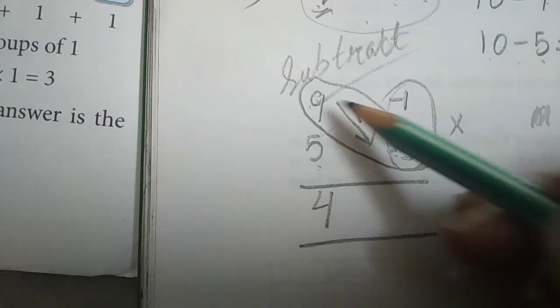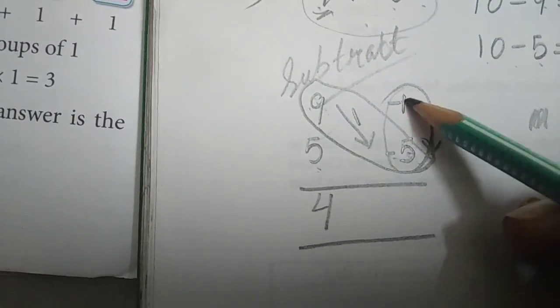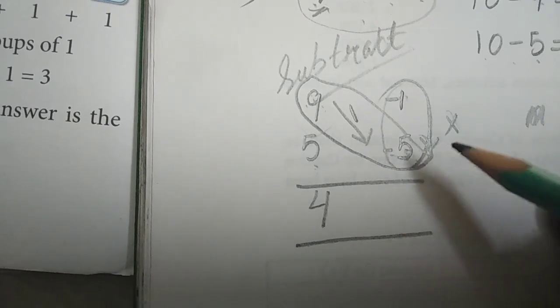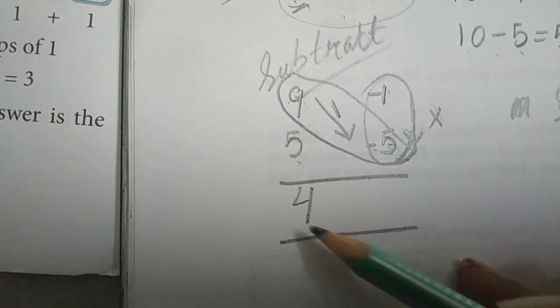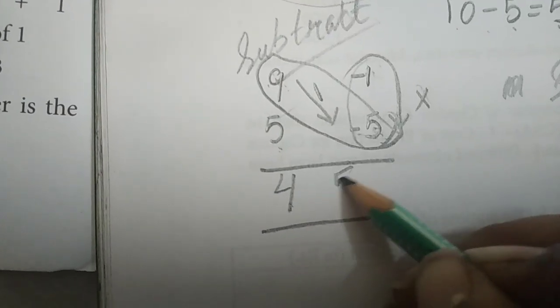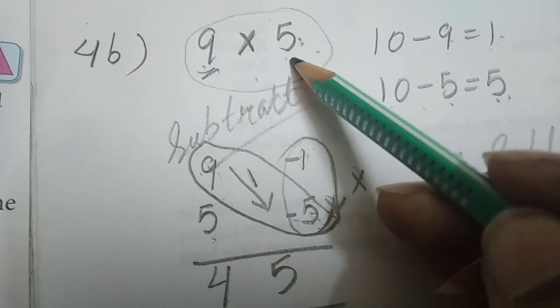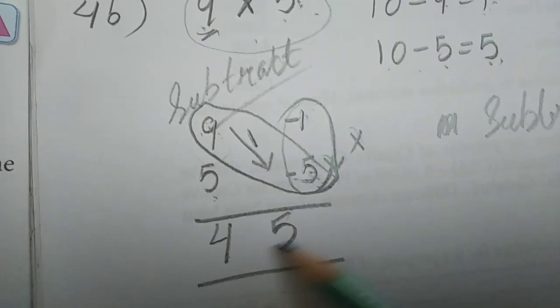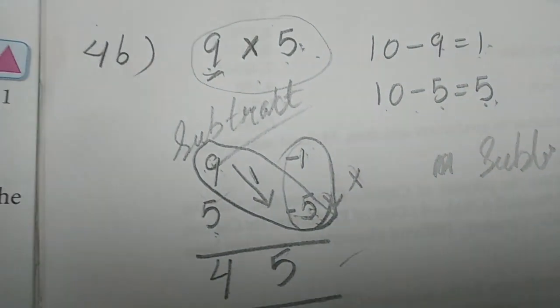You have to subtract these two numbers. These two numbers you have to multiply. So, 9 minus 5, the answer is 4. 1 into 5, the answer is 5. So, the answer is 45. Now, tell me, 9 5s are 45, right? So, we got the answer. Hope you understood this method.